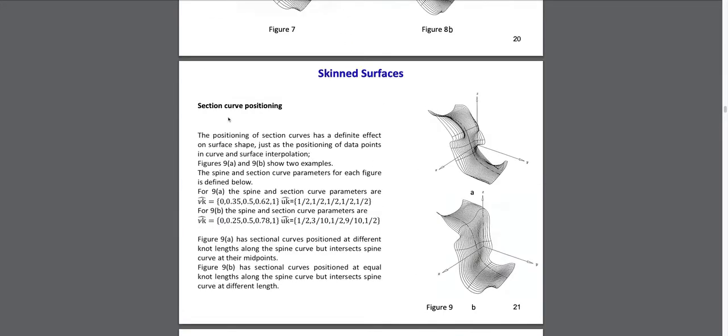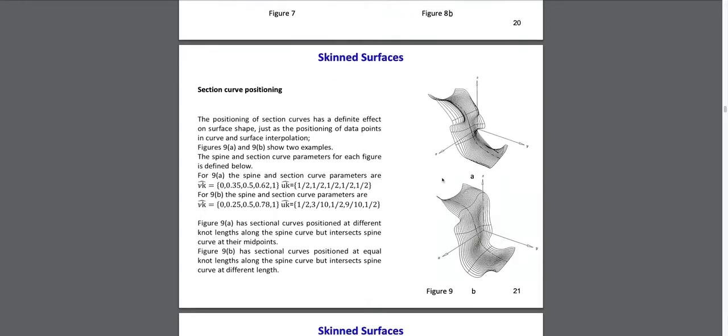Now, section curve positioning. Like we said before, we can join the section curve to the spine at any arbitrary point by choosing different points along the spine and also choosing the point where the section curve joins the spine. We get different combinations of skin surface generated. So here are 2 examples that are given.